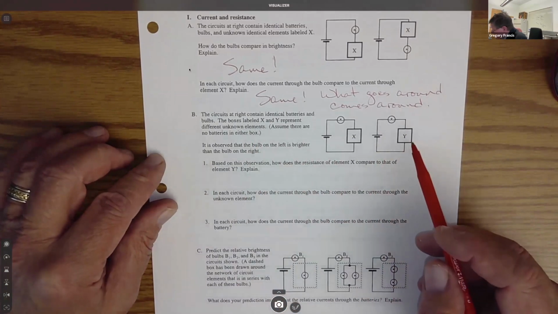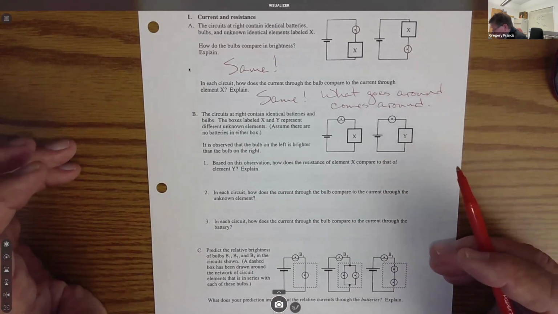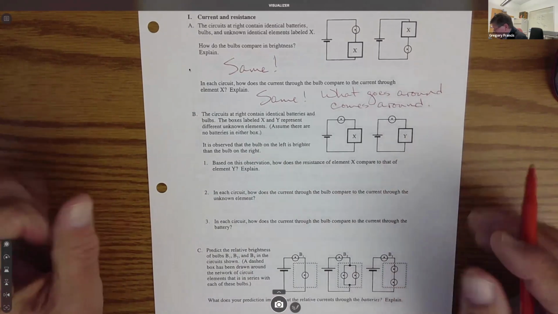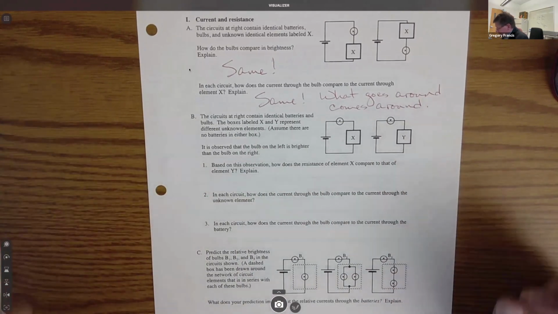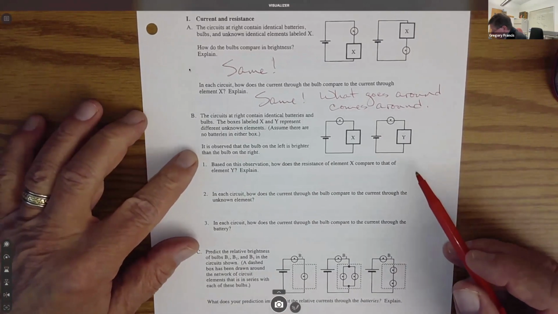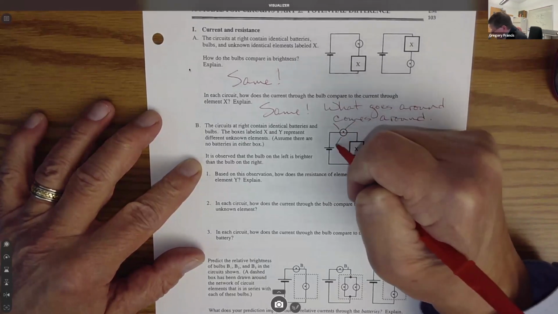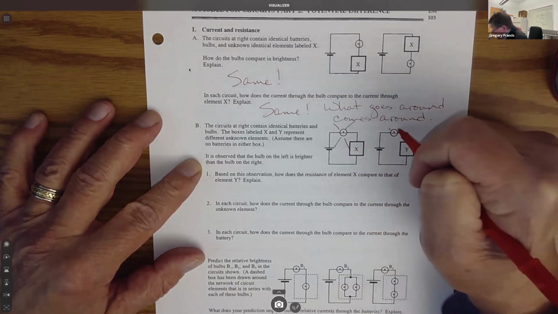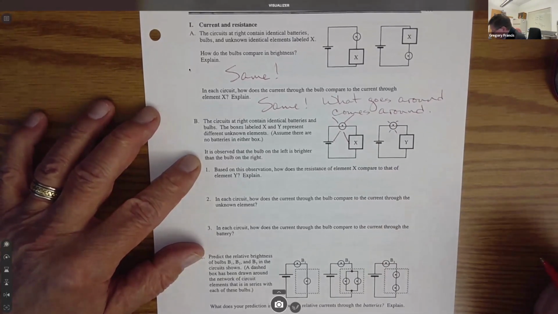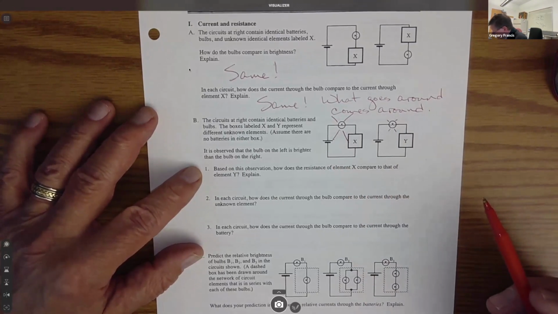Now we replace one of the box X's with a box Y, and we don't know what's in it, but we know it's different than X. And we're assuming that there's no batteries in either box, so that we just have passive elements like bulbs. It's observed that the bulb on the left is brighter than the bulb on the right. So I'm going to represent that with rays coming out, and these would have smaller rays. And that tells me that there's more current going through this battery on the left.